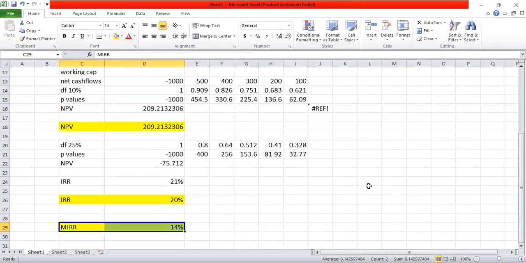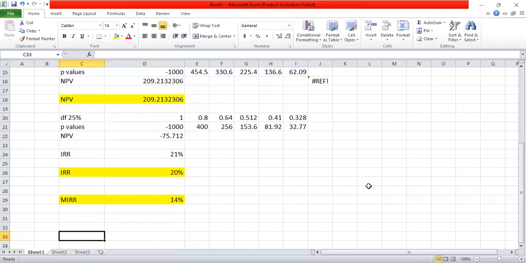Now, understand guys, we have computed the NPV, IRR, and MIRR. Now we are going to learn the next one. If the examiner is asking you how to compute the discounted payback period.